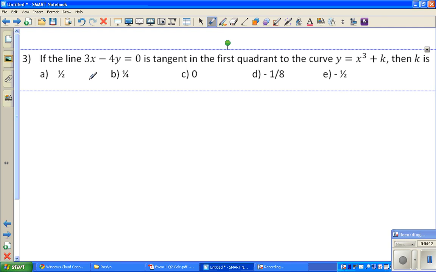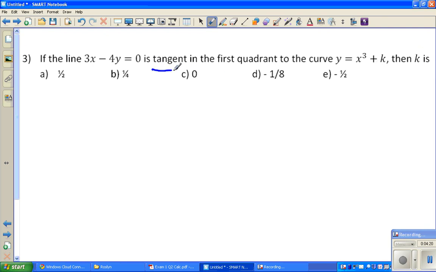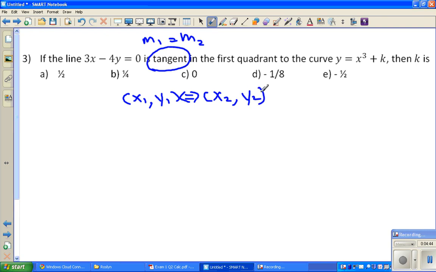Now, number 3. We mentioned that this is tangent in the first quadrant to this curve. Now, a tangent, in fact, has 2 components to it, which is slope from here. Slope 1 is equal to slope 2. Not only that, the point x1, y1, in fact, will be exactly the same point as x2, y2. So let us try to look into this one together. Now, in fact, those two have to be exactly the same point.